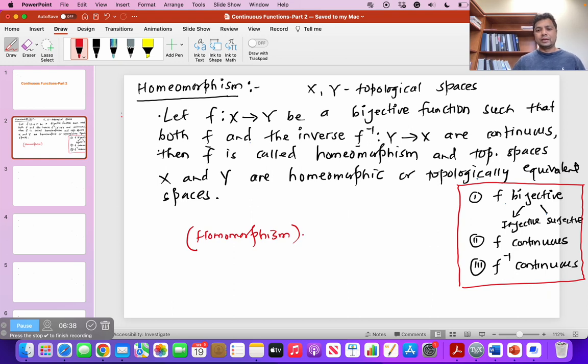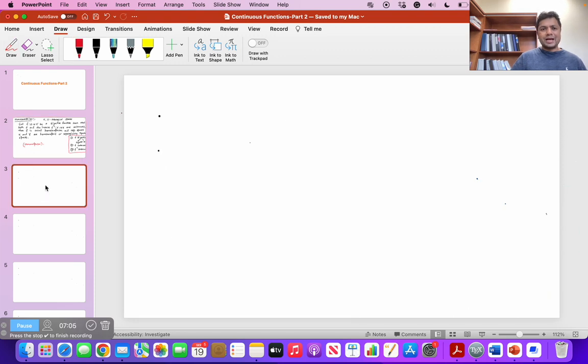Okay, and I think you have also learned about isomorphism. Maybe homeomorphism and isomorphism, if you compare, have somewhat similar properties, but not homomorphism and homeomorphism. So don't be confused between homomorphism and homeomorphism. These are two different things. Okay, all right, so now I'm going to give you some examples of homeomorphism.